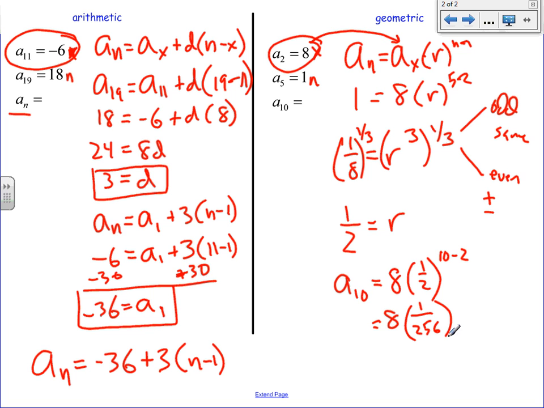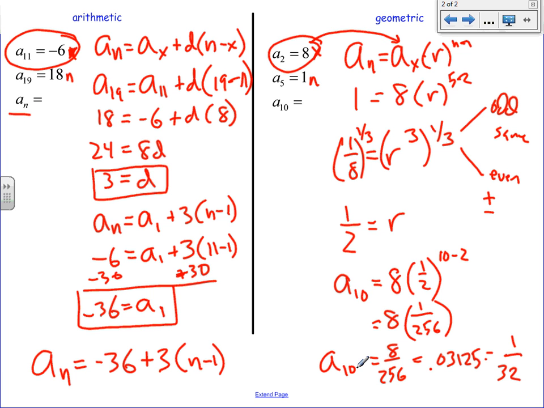And then I see the 8 on top. Let's see what that comes out as a decimal. 8 divided by 256 is 0.03125. I'm going to put it as a reduced fraction as well. So again, using a calculator, it's 1 over 32. Okay. So that's a good way to figure that out as well.